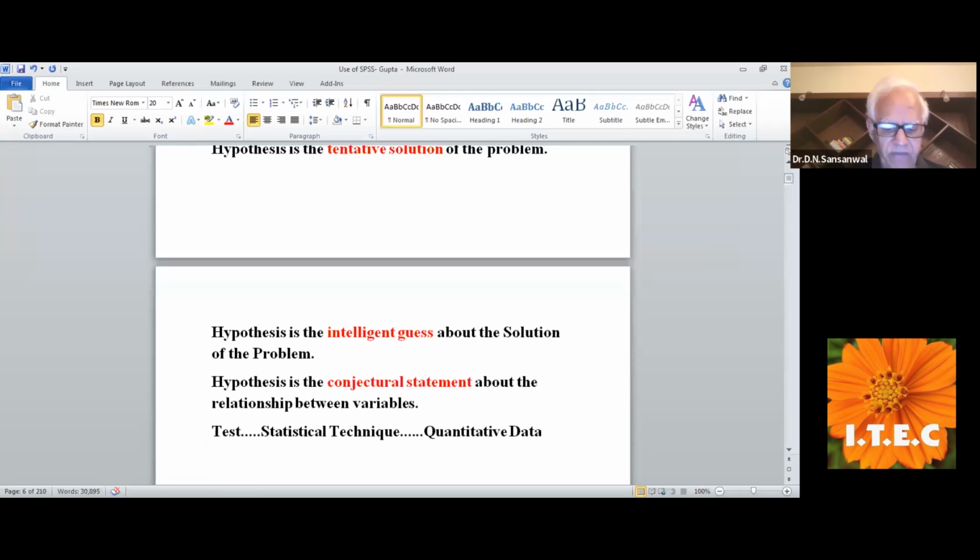But if you have qualitative data which cannot be analyzed with the help of a statistical technique, then you cannot test the hypothesis and you should not formulate the hypothesis. I repeat, if you have qualitative data which cannot be analyzed with the help of a statistical technique, then you cannot test the hypothesis, then you should not formulate the hypothesis.